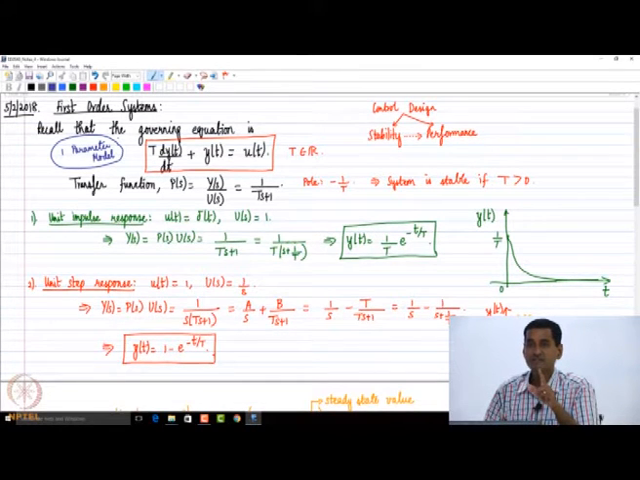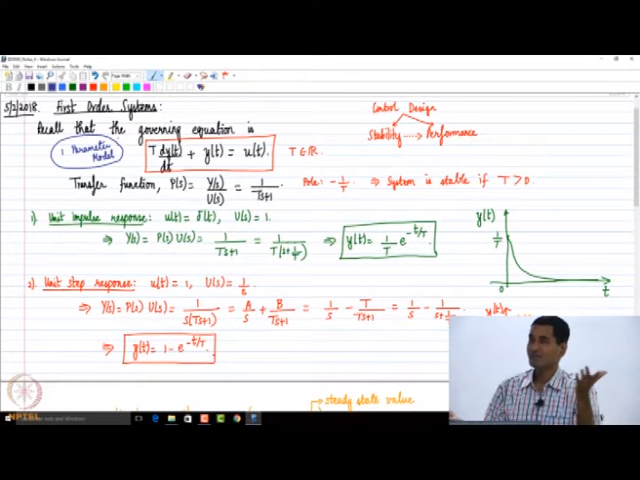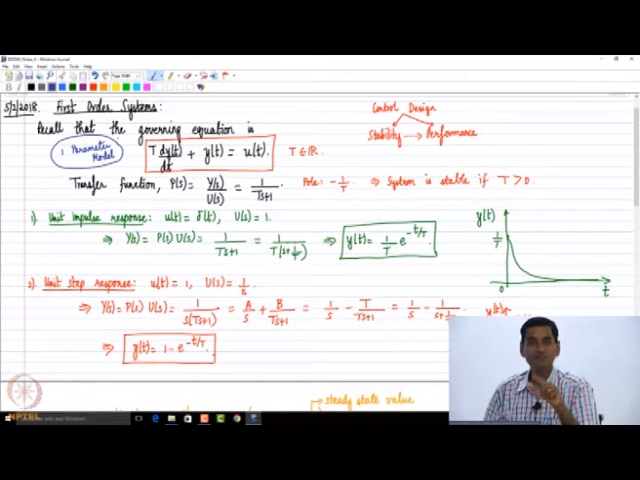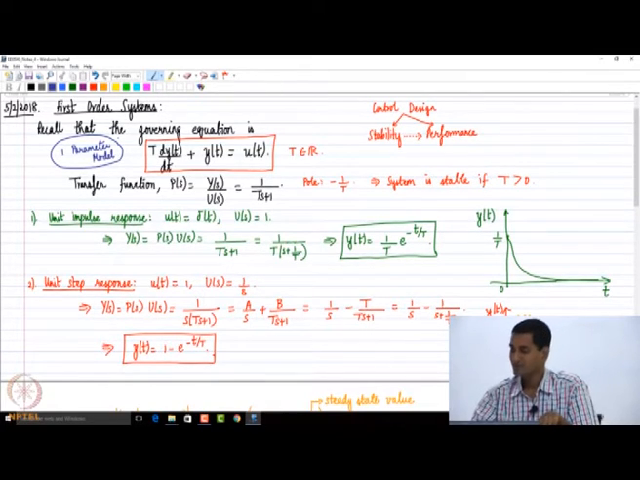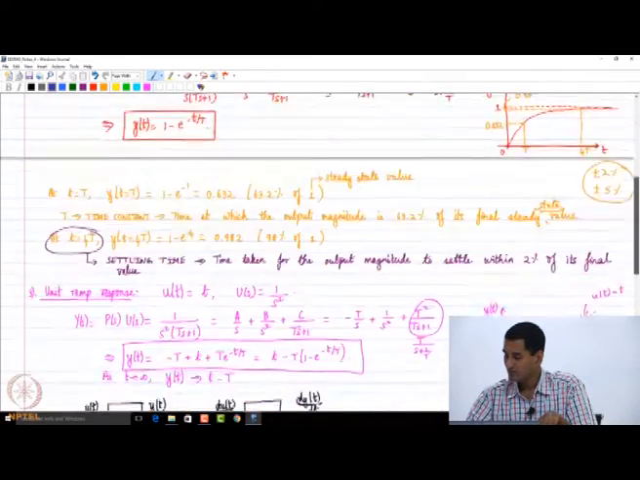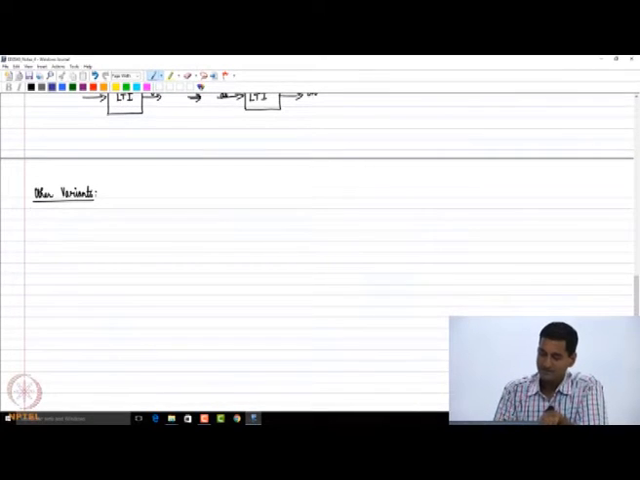Why? Because you give me capital T, I know the model. The transfer function has only one parameter, 1 by capital Ts plus 1. So if you give me the value of capital T, I'm done. I know the system model. That's why we call it a one parameter model. Now, are there any other variants of this model? Let's look at this.